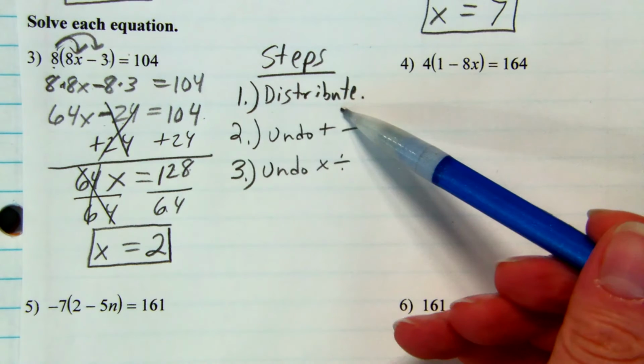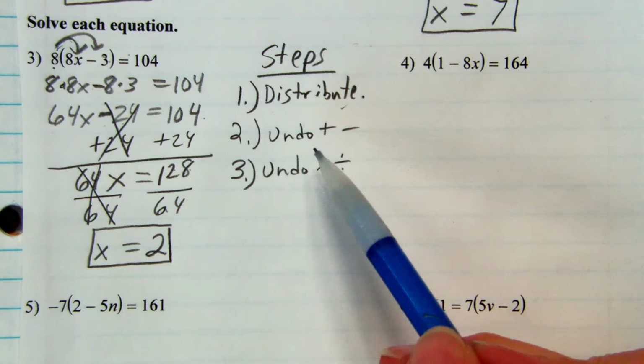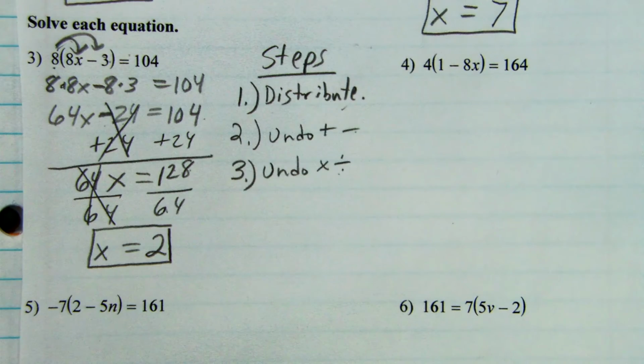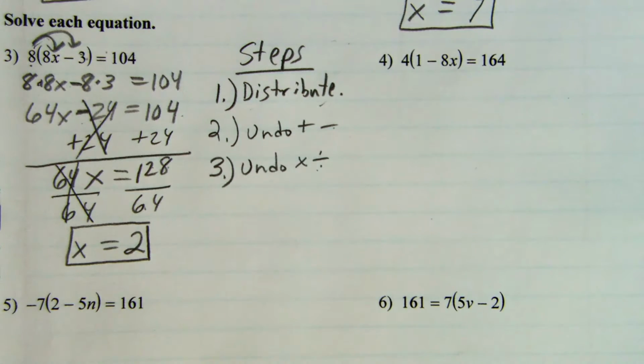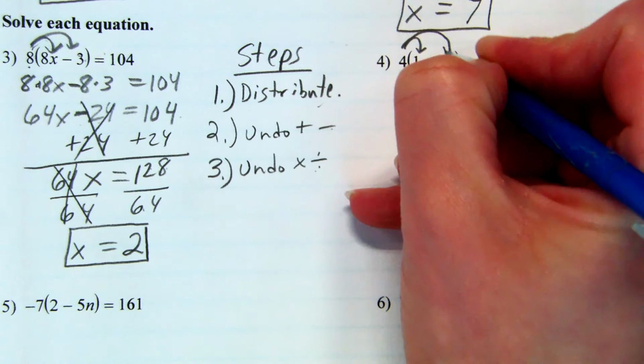So you're going to distribute. That gets rid of the parentheses. And then the equations are going to look just like the ones we did yesterday. So it's just like an extra step, and then you go ahead and do addition and subtraction, multiplication, division. Okay, so let's take a look at number 4. So step 1 is to distribute. So we're going to take 4 and multiply it by both of these.